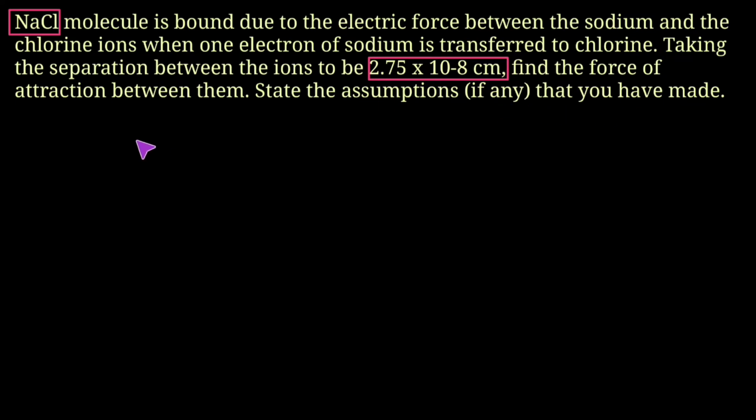So here in this question, this NaCl molecule is being split into Na+ and Cl-, and this has happened because one electron of Na has been transferred to this chlorine. So the net charge on this Na+ would be 1.6 × 10^-19 coulomb, and the net charge on the chlorine ion would be -1.6 × 10^-19 coulomb.